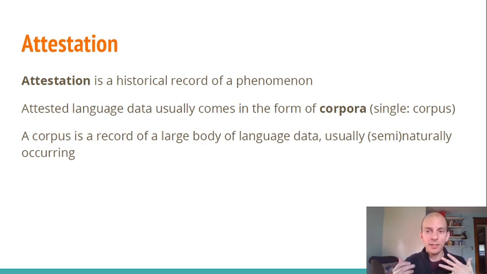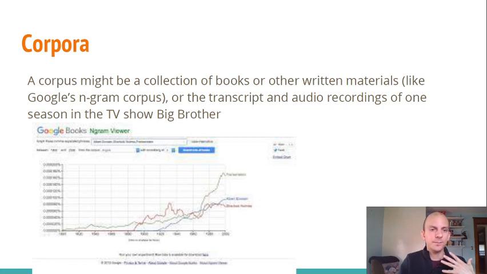So we have our corpus. This can be any sort of thing, right? A corpus could be a collection of books, like a library. It could be a collection of recordings or other written materials. It could be transcripts. It can be electronic. A lot of corpora are online these days. Google has a very famous one called the N-gram corpus, where you can search for clusters of words.